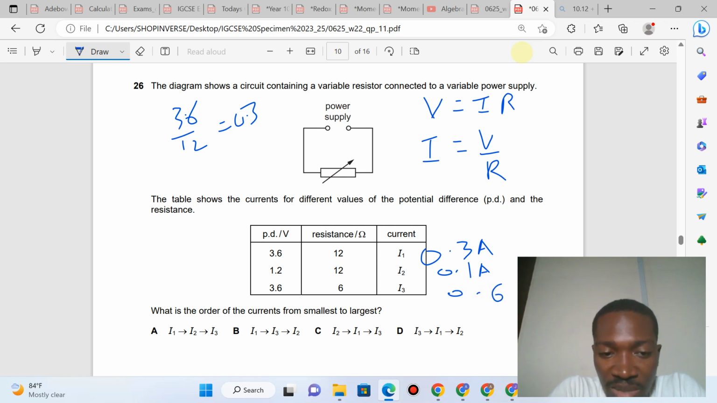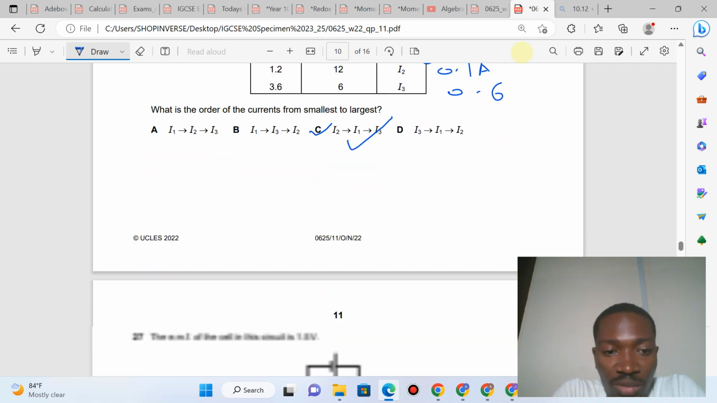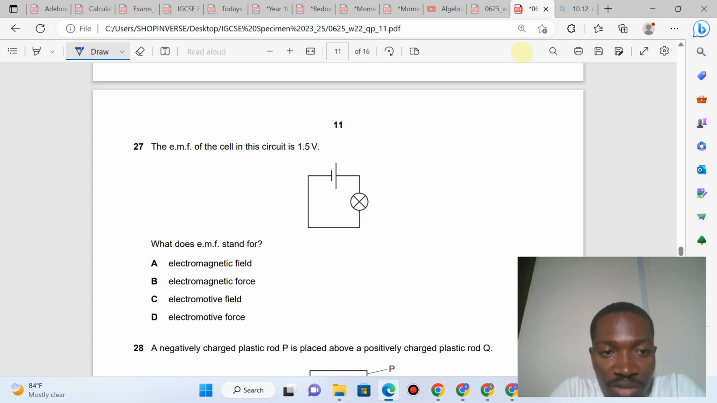So you see I3 is the biggest. What is the order of current from smallest? The smallest is I2, followed by I1, followed by I3, which is option C. Question 27.